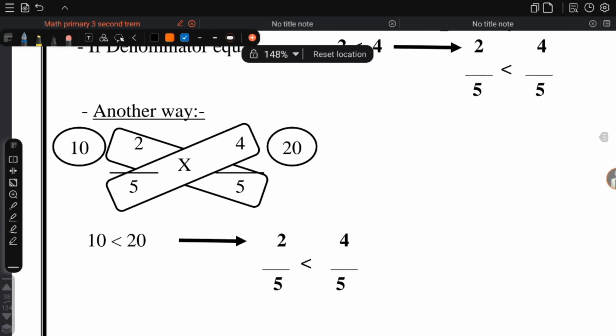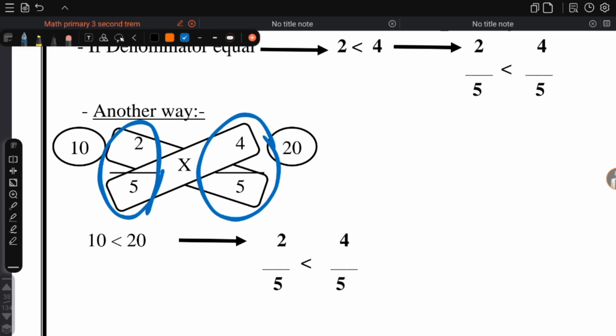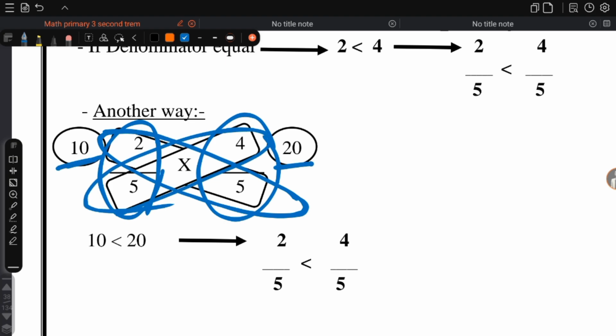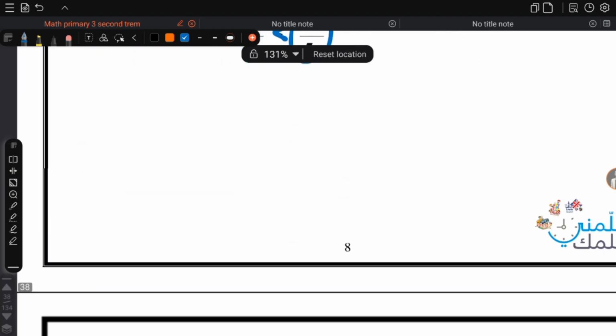Okay, so another method is the butterfly method. If I have two fractions like this, I will multiply, like the butterfly. 2 times 5, 10. Okay, 5 times 4, 20. So which is greater, 20 or 10? I see, mister, that 20 is greater. So I can say that 4 over 5 is greater than 2 over 5.